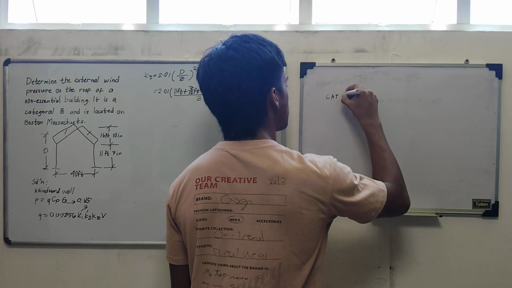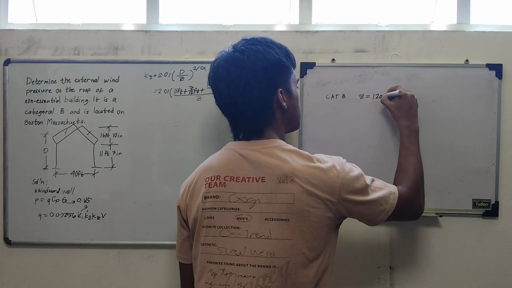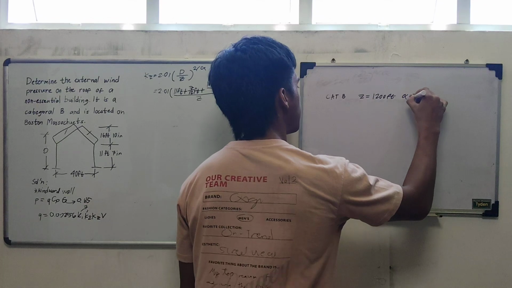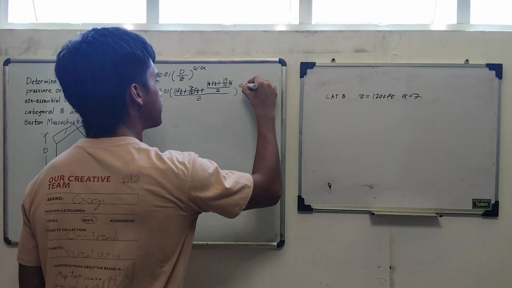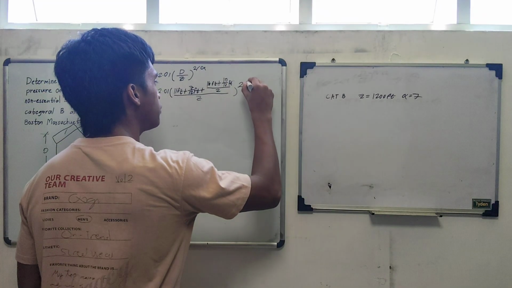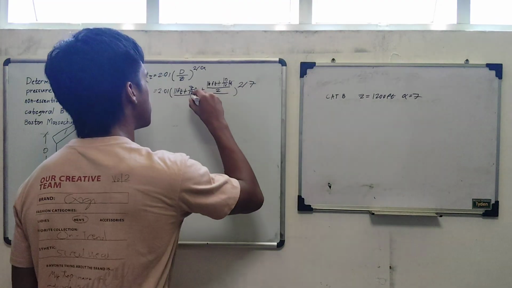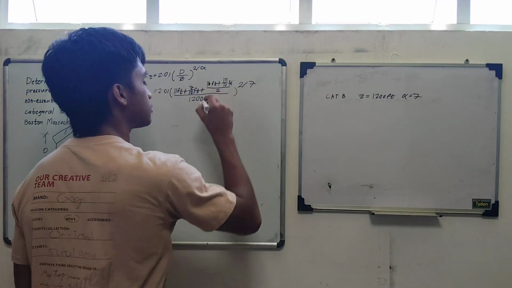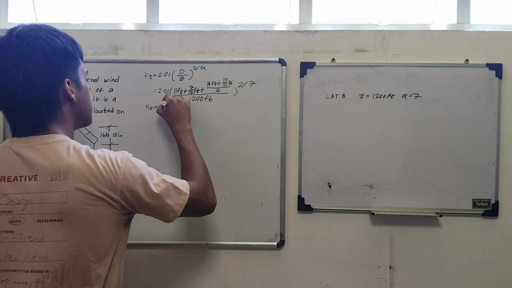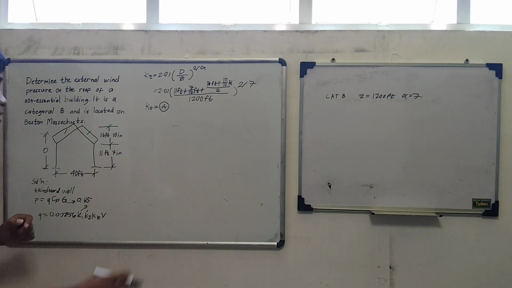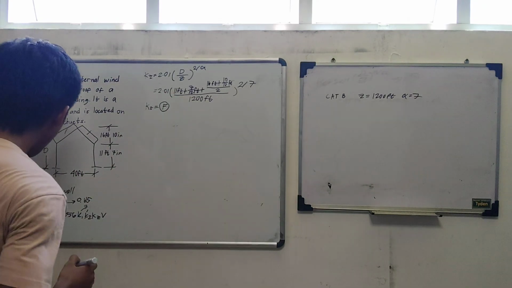We can say that this is a category B building. So that gives a Z value of 1200 feet, and our alpha is 7. If we put it here, it is 2 over 7, and 2 over 7 again, with the Z value. So our Kz is going to be stored as a value. This is just a store value. How about our next one?